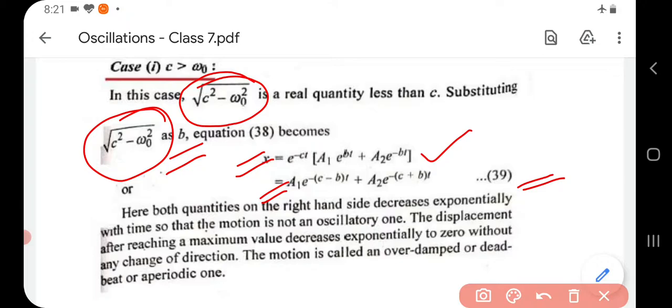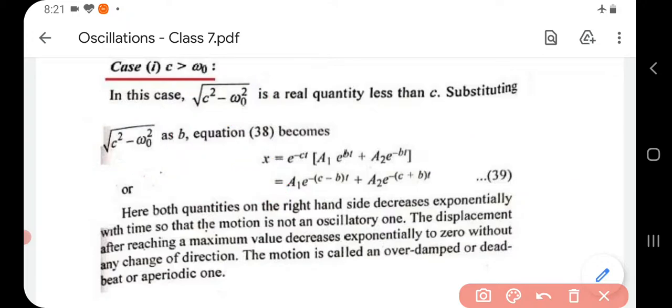This type of motion is called overdamped or deadbeat or aperiodic. That is, first the displacement reaches a maximum value and then it starts decreasing exponentially and finally reaches 0 without any change in direction. This type of motion is called overdamped or deadbeat or aperiodic, and this occurs when c is greater than omega 0, that is, when the damping constant is greater than the natural frequency of the oscillator.